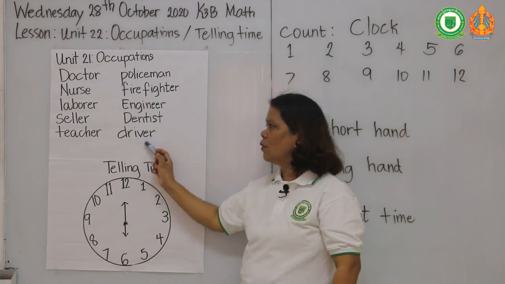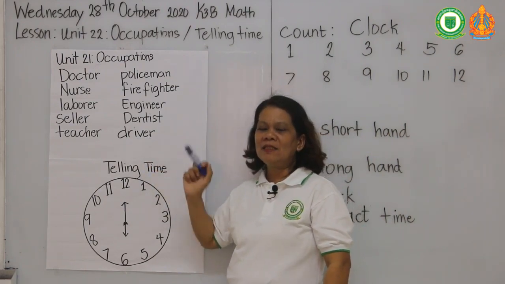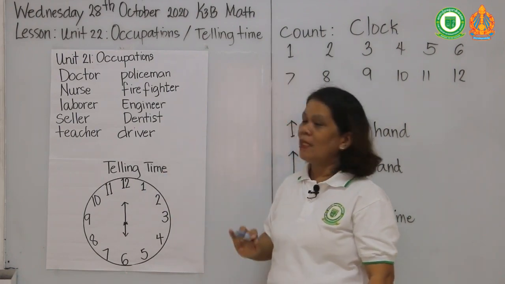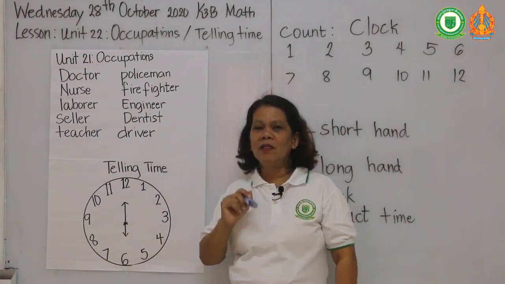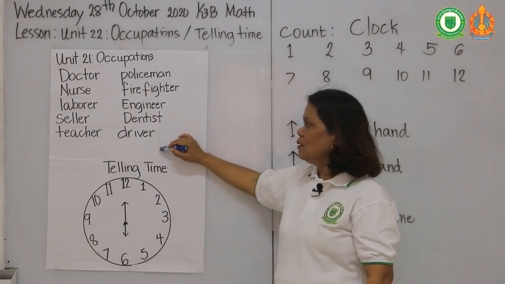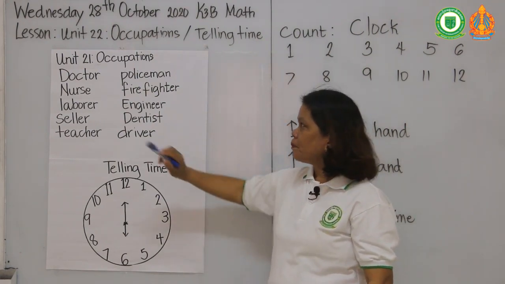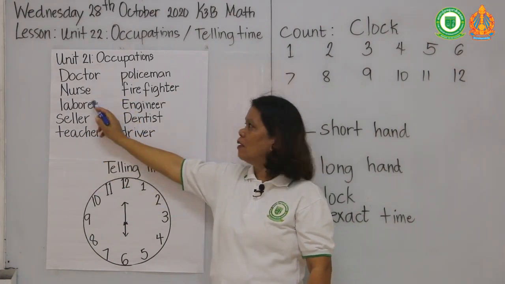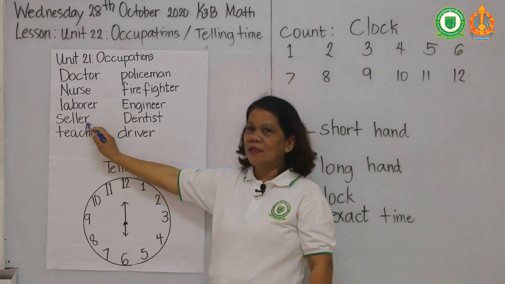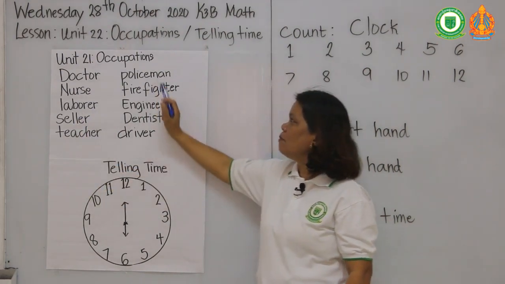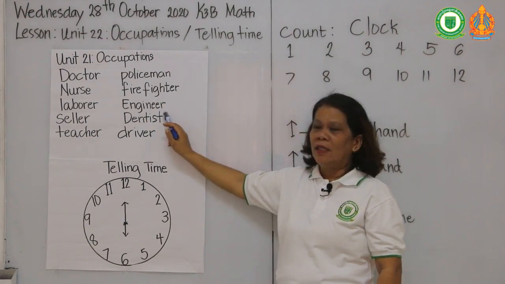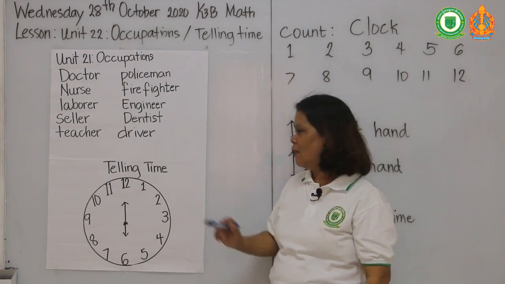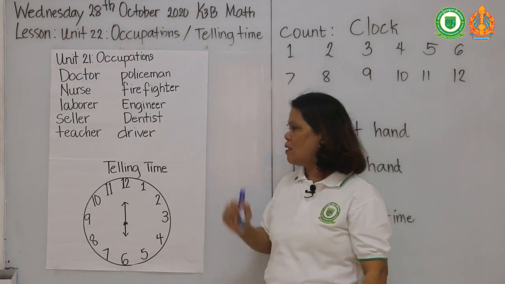Okay, driver. So we have drivers like taxi driver, tuk-tuk driver, or Grab driver. Okay, and others. There are still a lot of occupations that I didn't state here. Okay, so again, these are some of the occupations: doctor, nurse, laborer, sailor, teacher, policeman, firefighter, engineer, dentist, driver. Okay, so these are occupations.